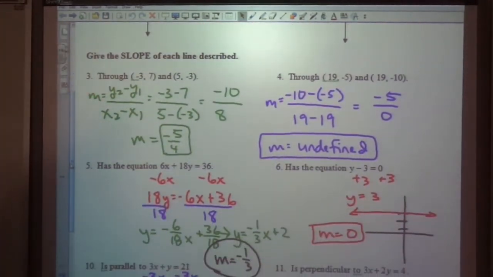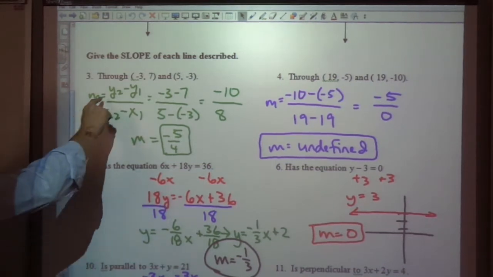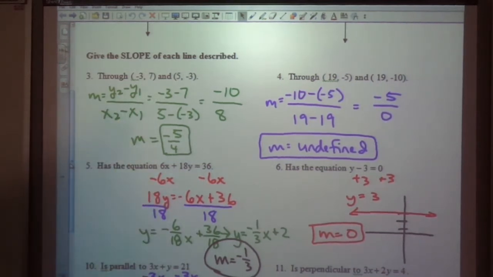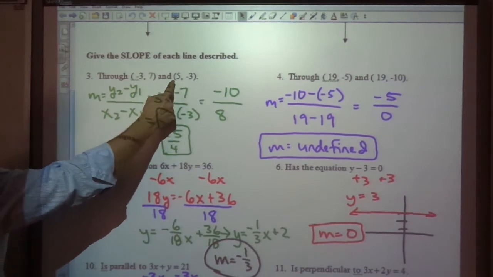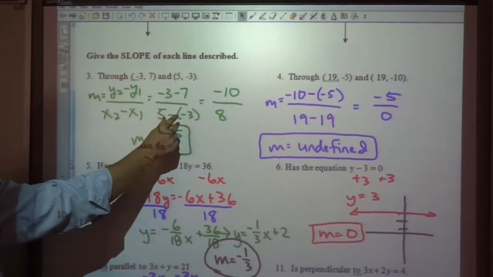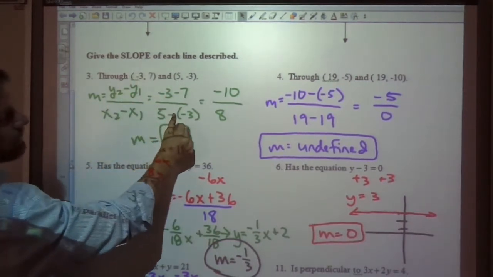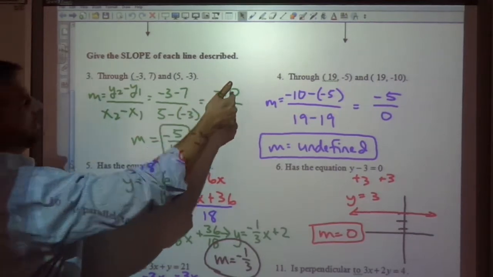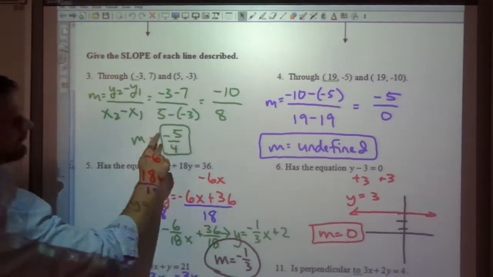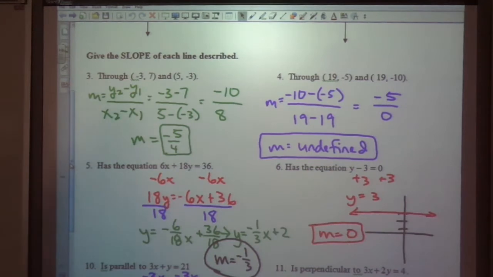Here we're trying to find the slope if we have 2 points. So y2 minus y1 over x2 minus x1. Negative 3 minus 7. Be careful, you do 5 minus a negative 3, which actually means you're plussing a positive 3, which gives you negative 10 over 8, and then reduce that fraction to be negative 5/4.